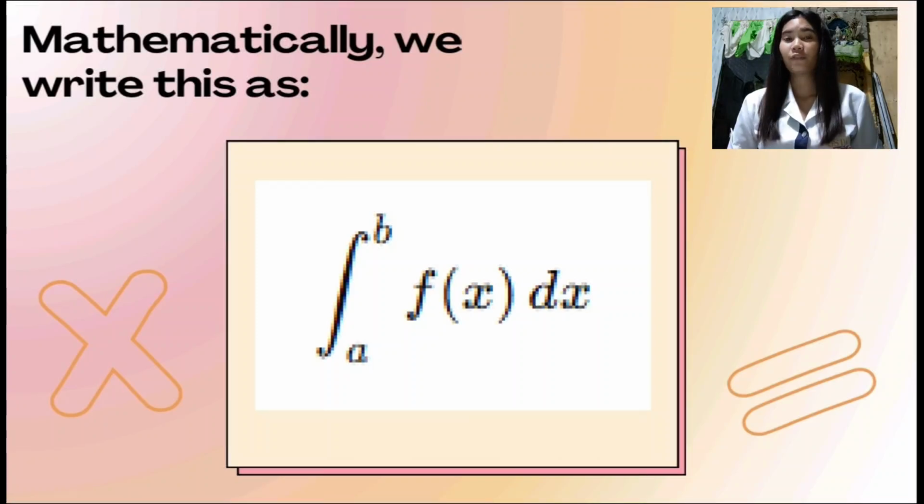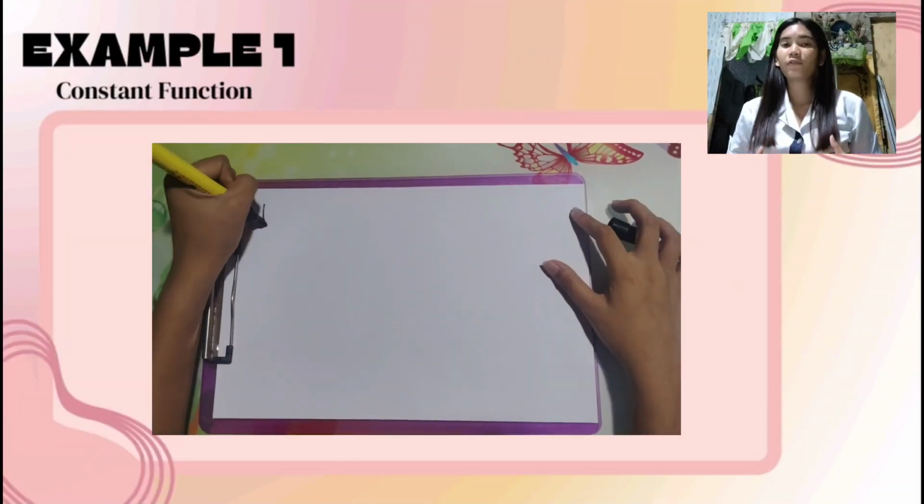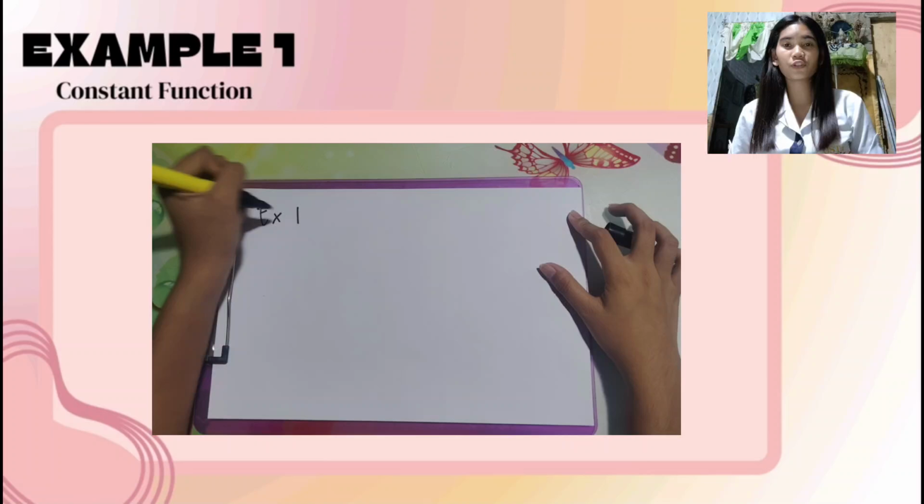So we write a definite integral like this: the integral of f of x from a to b dx. f of x is the function, which is the curve, and a and b are the lower and upper limits, which are the start and the end on the x-axis, and dx tells us we're summing tiny pieces along the x-axis.